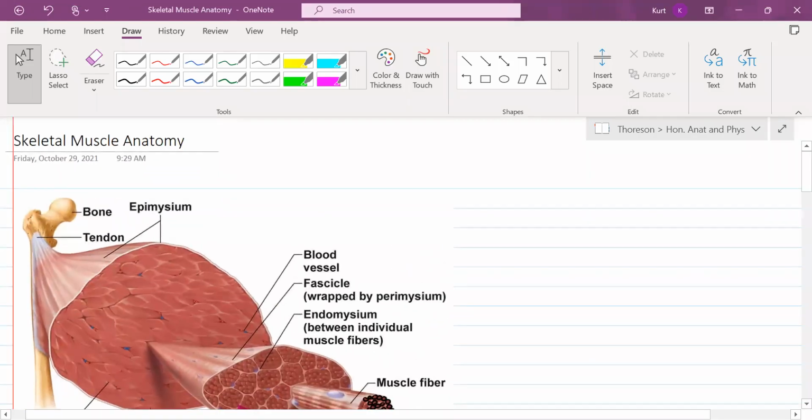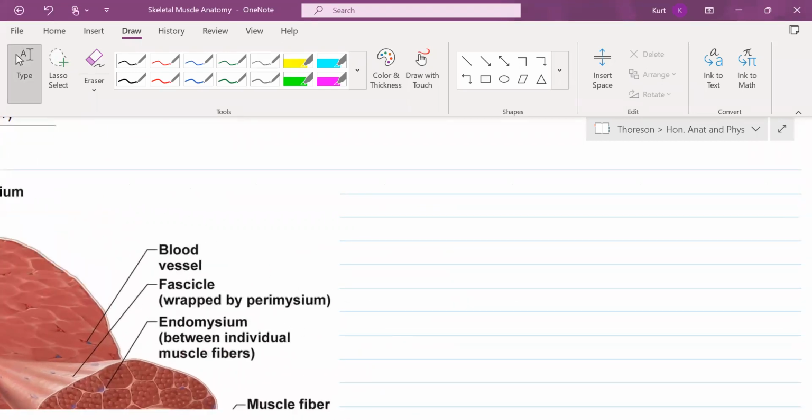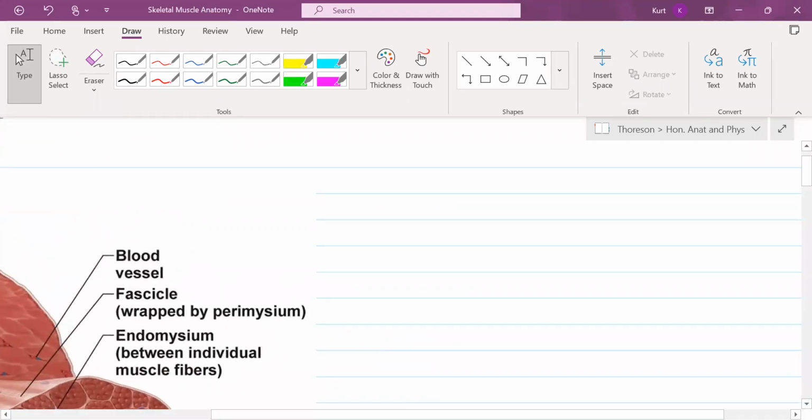Okay, today is the first lesson for the muscular system. This is following the skeletal system. We're first going to go over the types of muscle and what their roles and responsibilities are in the human body. So we have types of muscle.